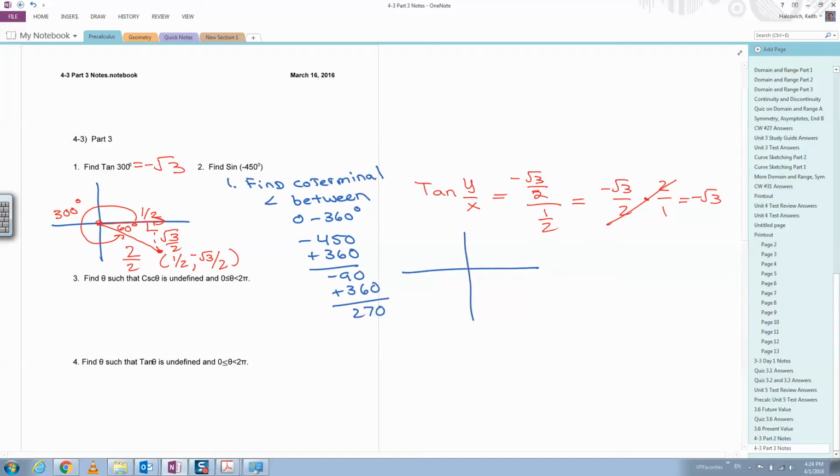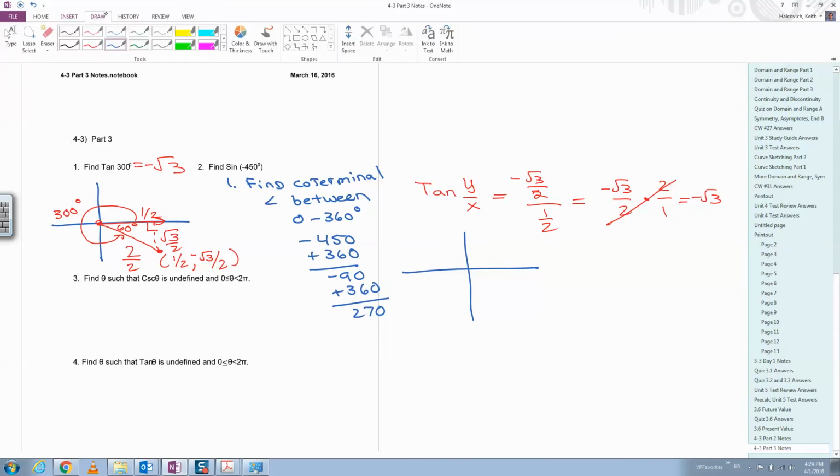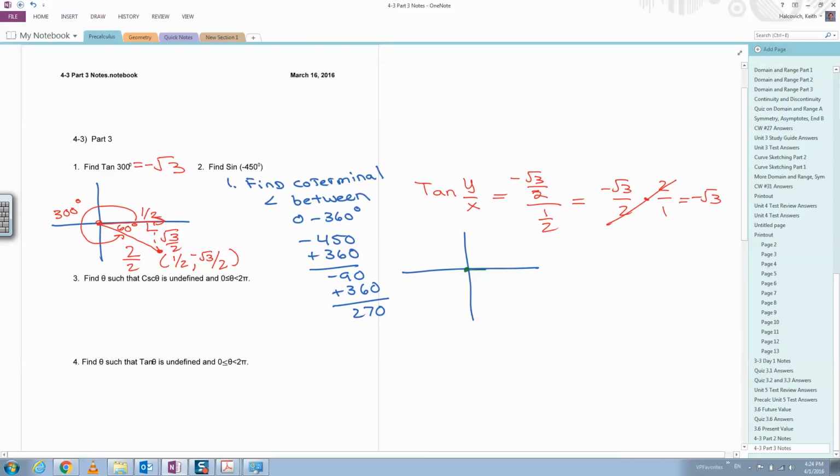Which means that this angle is on the axis. It is what's called a quadrantal angle. And remember, you use the point here. Well, if it's a unit circle, this point is 0, -1. And since we're finding sine, and sine, remember, is equal to y, so the sine of negative 450 is equal to -1.